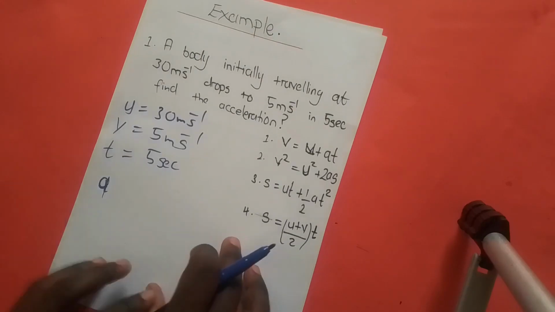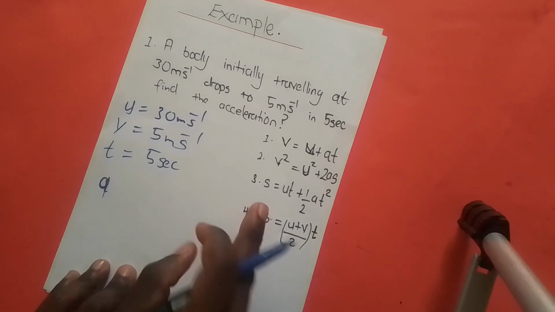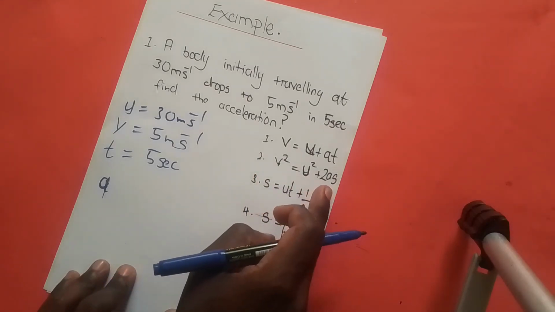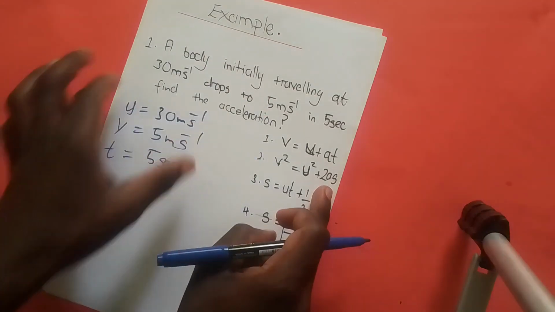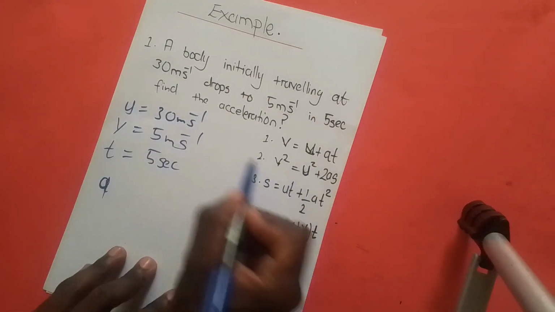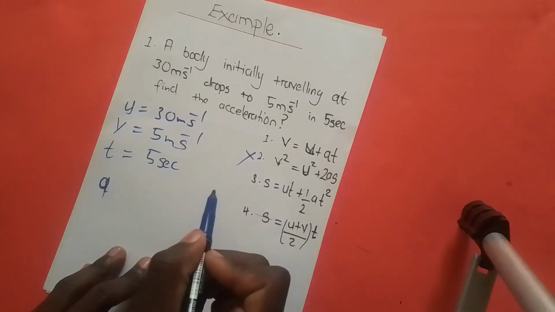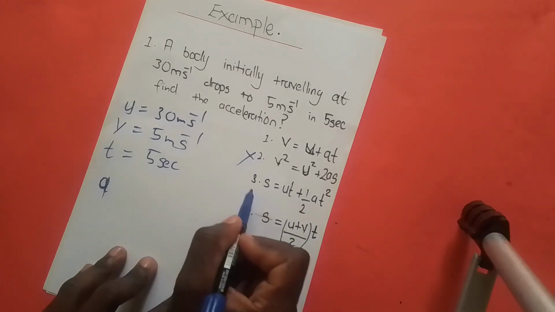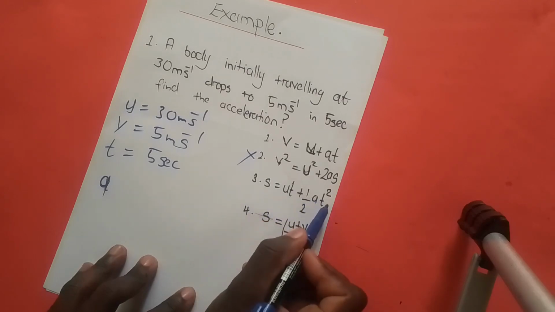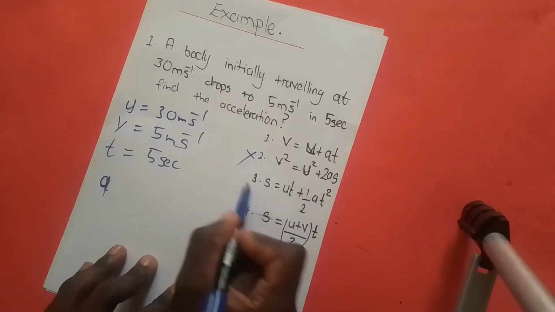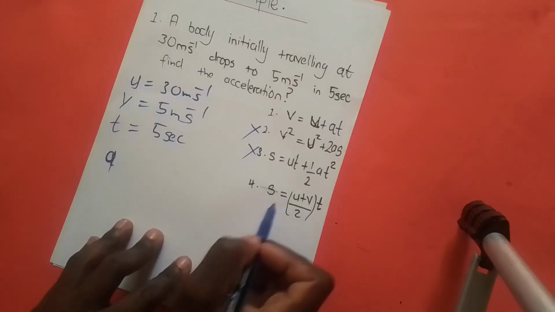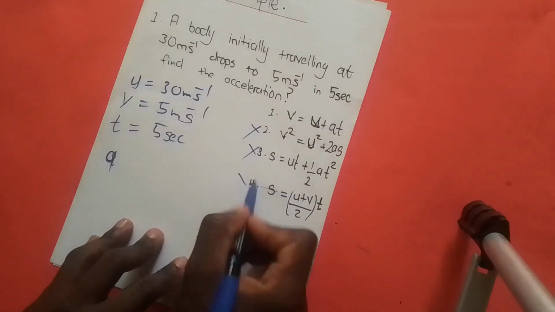The second equation says that v squared is equal to u squared plus 2as, where s is for displacement. In this question, we have no displacement, so we are not going to use this equation. If you check the third equation, s is equal to ut plus half at squared, we don't have displacement again, so we're not going to use this. This one also has s in it, for displacement or distance, so we're not going to use this.